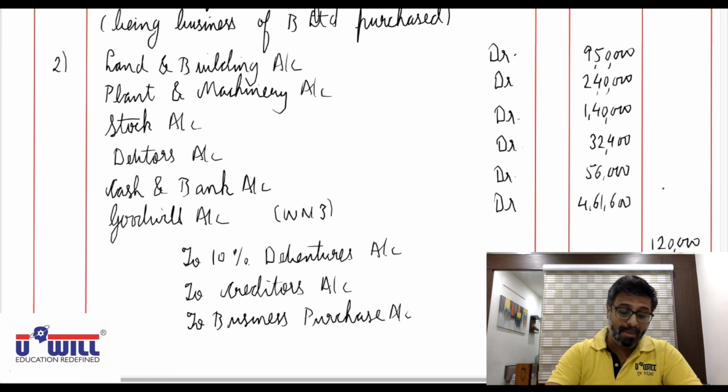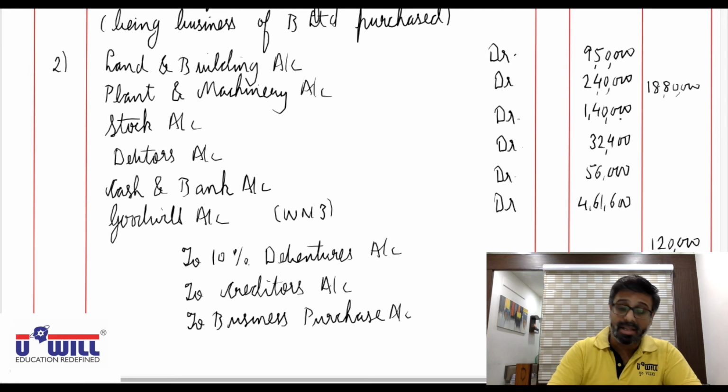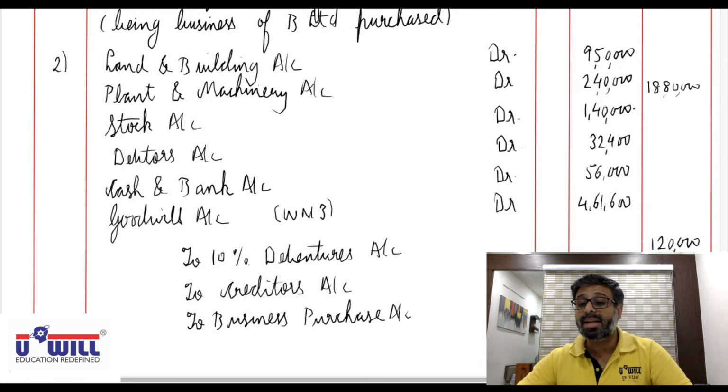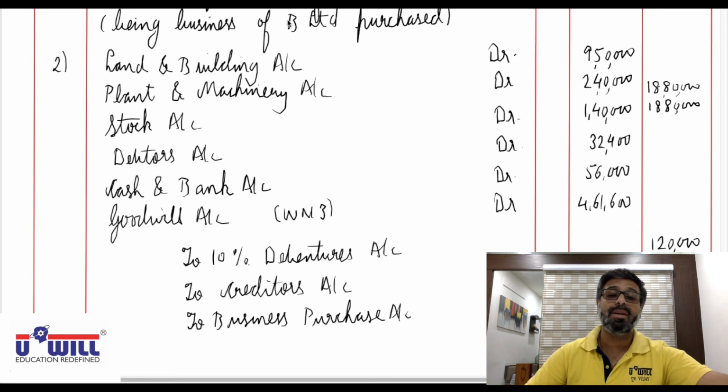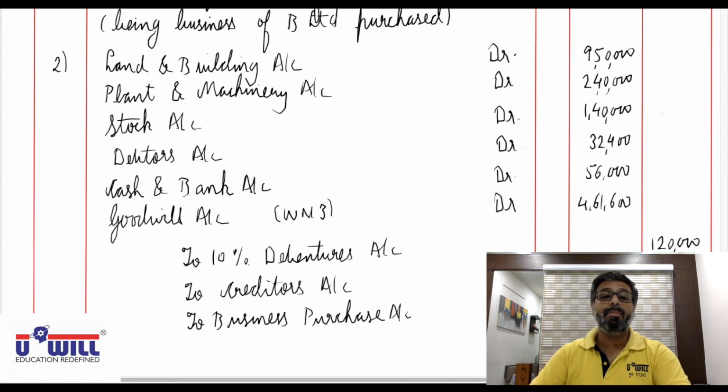If you verify the total of debit, 9,50,000 plus 2,40,000 plus 1,40,000 plus 32,400 plus 56,000 plus 4,61,600, it comes to how much? 18,80,000. In the same way, if you verify the total of credit side, 1,20,000 plus 20,000 plus 17,40,000, that also comes to 18,80,000. So just after the second entry, always do this step, because if the total comes the same, it means your entry is almost correct.